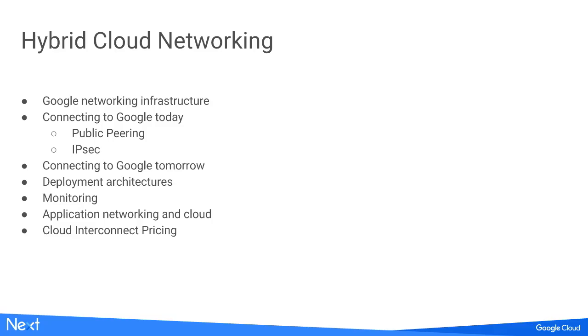What we're going to be covering, and you're going to hear this throughout the whole week, is a little bit about the Google infrastructure, how you connect to us today, and how you connect to us tomorrow or soon. I'll talk about architectures, deployment architectures, and how you can use our cloud networking to build enterprise networks that extend out to the cloud. Something about how we monitor these systems, some discussion about how you can get better application performance when you come to cloud, and finally a little bit about the pricing of all this stuff.